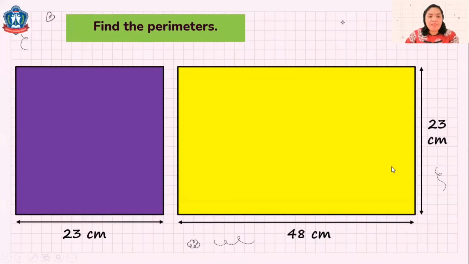Okay, before, I have here a purple square and a yellow rectangle. I want you to find the perimeters of these two figures, these two shapes. So the square has a side of 23 centimeters, and this yellow rectangle has a length of 48 centimeters, and the width is 23 centimeters. So find their perimeters and give your answers during our Zoom meeting.